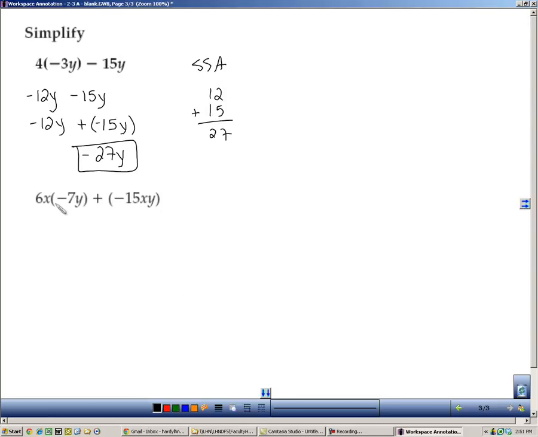Next one, multiply different signs, so it's going to be negative. 6 times 7, 42xy, and that's plus, it's already done for us, plus negative 15xy, which is good. So again, same sign, add. So we'll add 42 and 15 and get 57. Because the sign of the bigger number is negative, it'll be a negative 57, and then the xy come along for the ride.